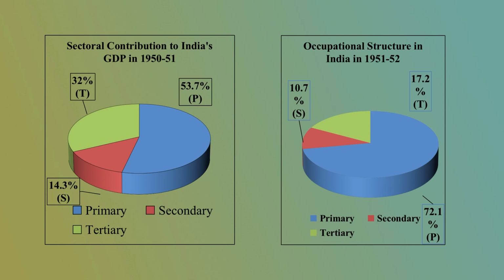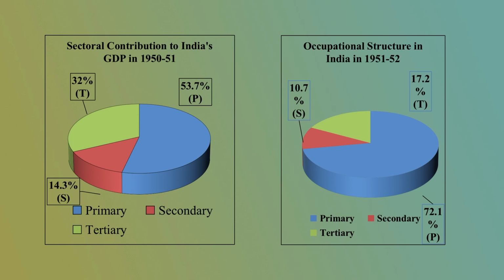I have shown on this particular screen, you will observe that the sectoral contribution to GDP, in terms of the contribution of the primary sector to GDP, was about 54%. Primary sector constitutes agriculture and allied sector, mining, quarrying, etc. So the maximum part of GDP came from the primary sector. That means our economy was an agrarian economy.